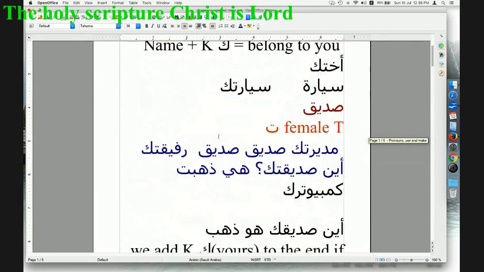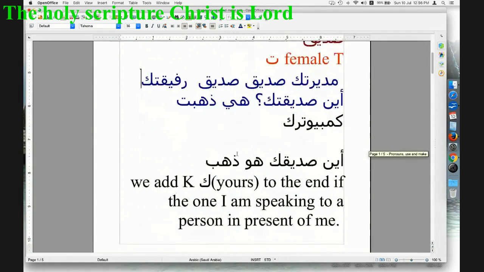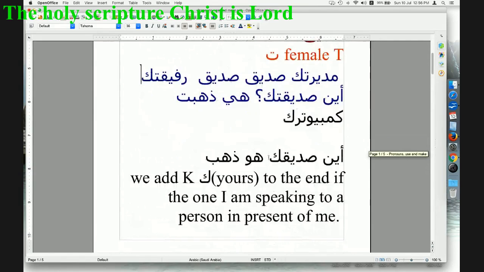If the name is a feminine name, just add the ka, it's the same, and that will make it belong to you. If the name is a male name, we are going to add the ka at the end, it's the same, and that will make it belong to you. So being male or female will not change anything, because the male and the female originally exist as male or female.